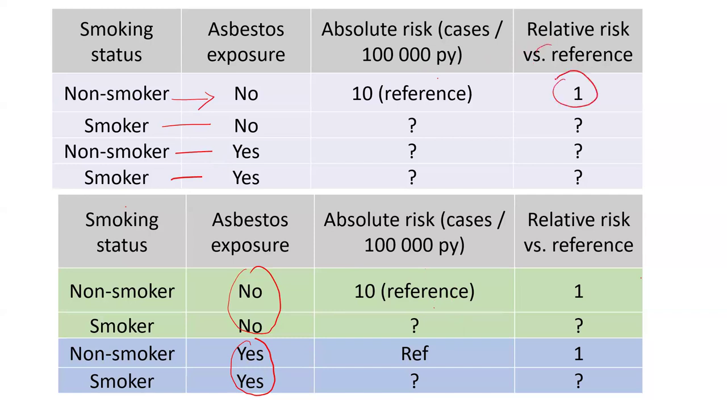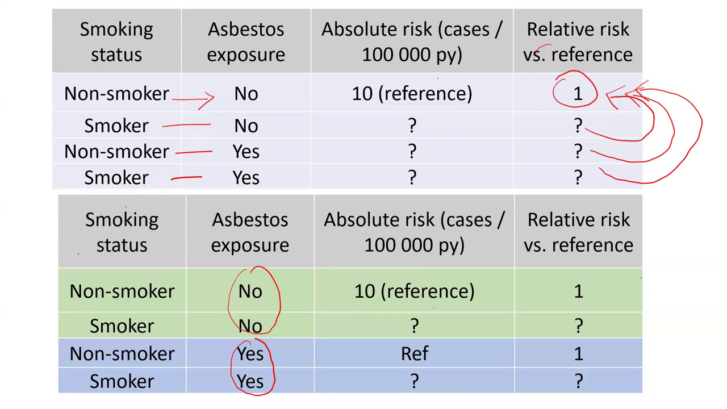And you are going to calculate a relative risk for smokers with respect to your reference group, for non-smokers with respect to your reference group, and for those with both the exposures with respect to your reference group. This is how the two differ from each other. Are you getting this? Yes, ma'am. This is getting a little bit complicated.